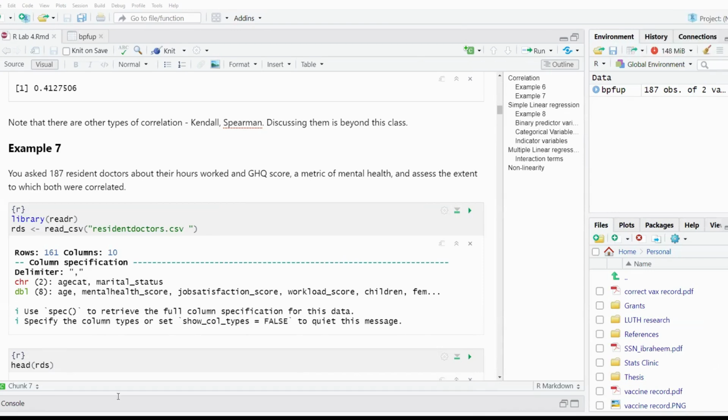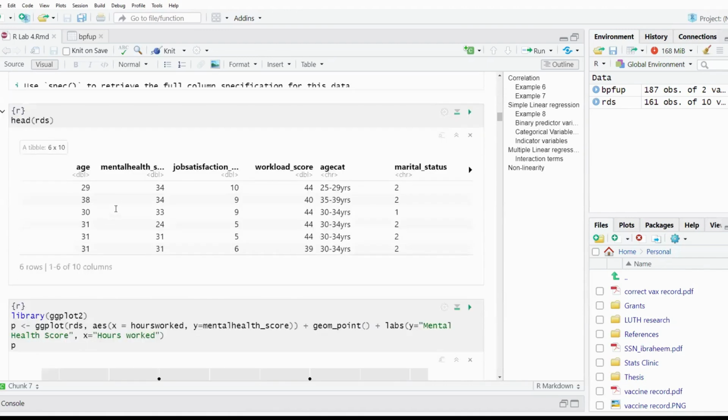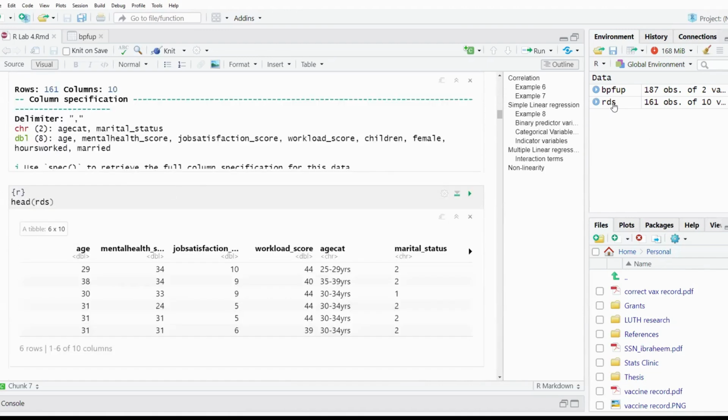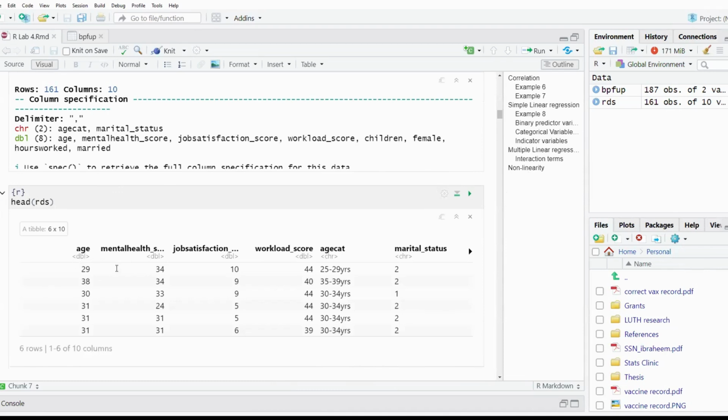All right, so basically in this example, let me run this code. Remember, this is the library that helps us to pull the Excel data set, and this is the call for the data set, read_CSV. Now we have the data set here, 161 observations, and we can look at what the data set looks like. This is the first six observations in the data set.